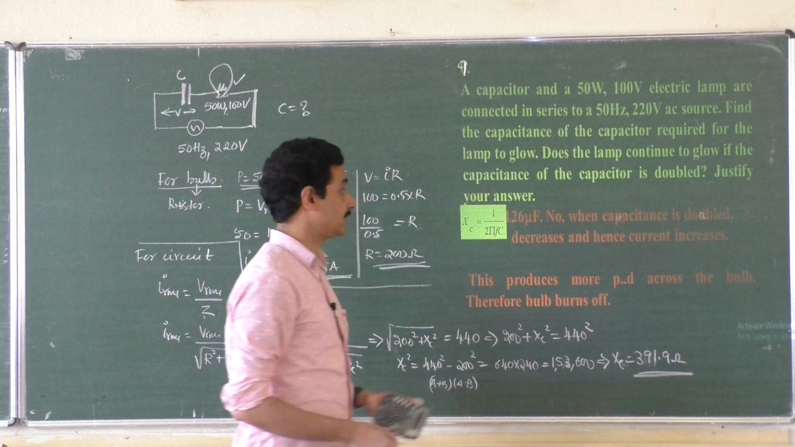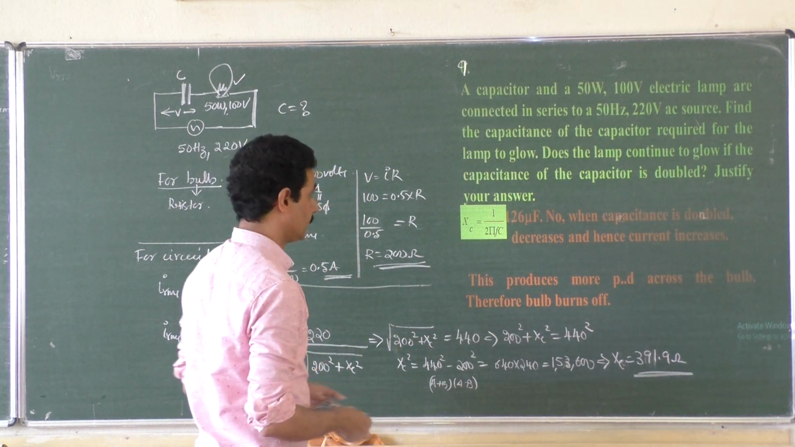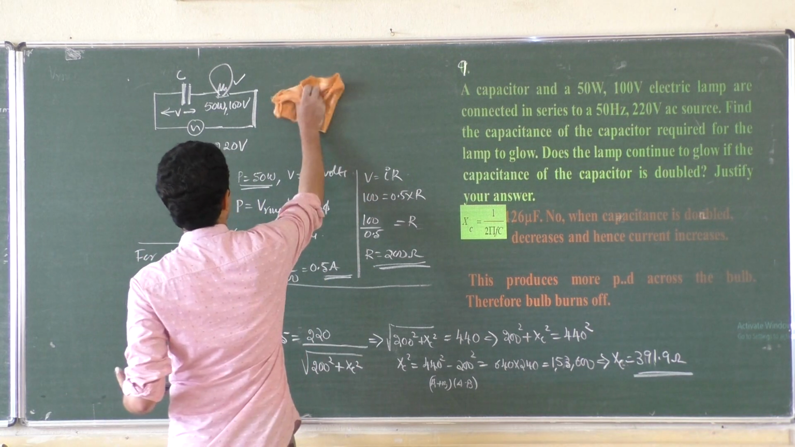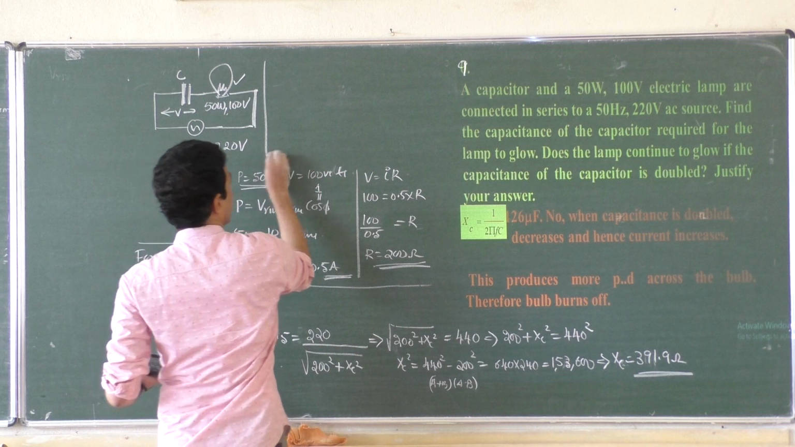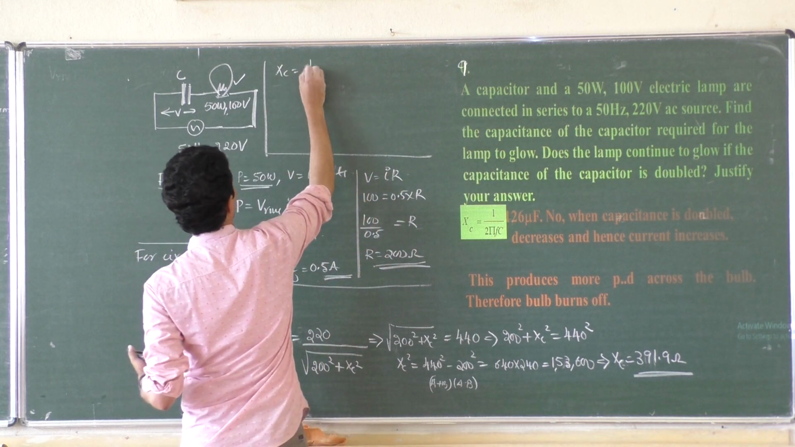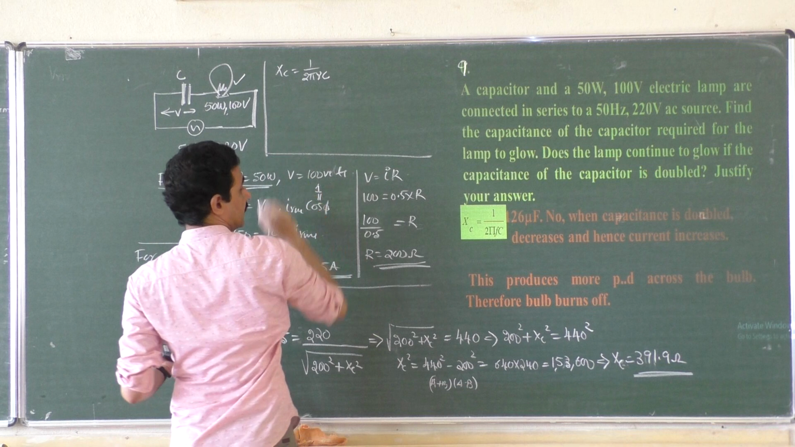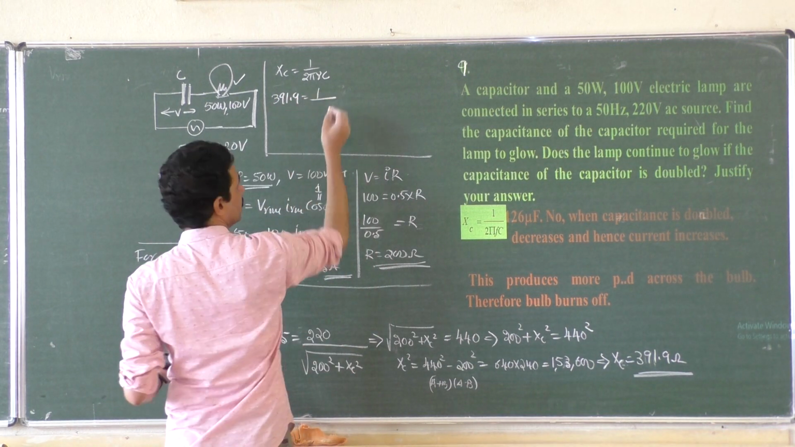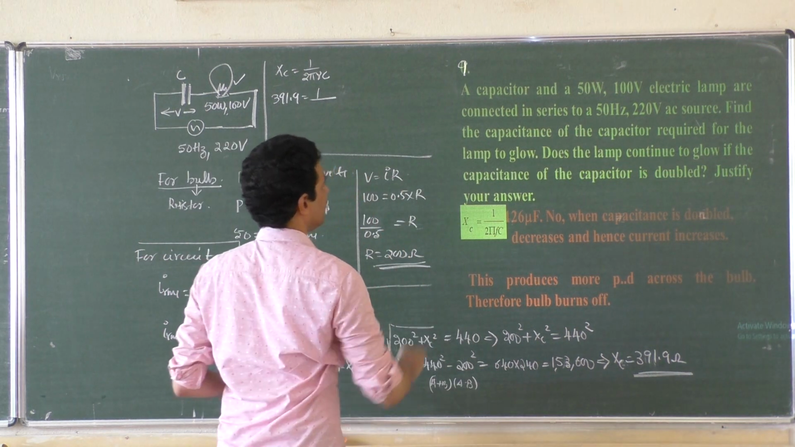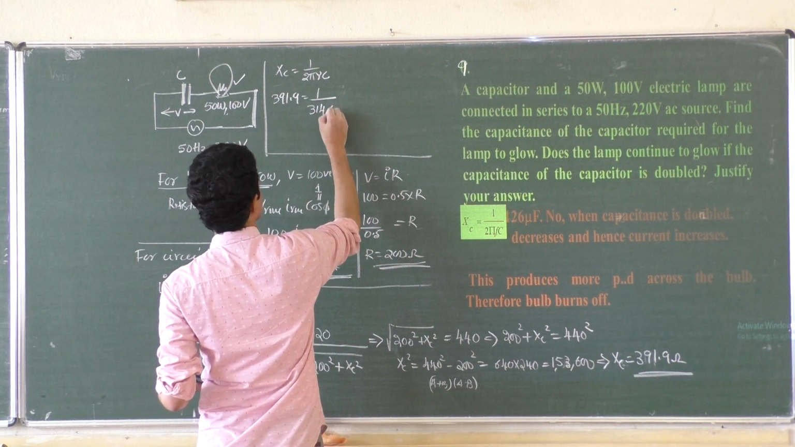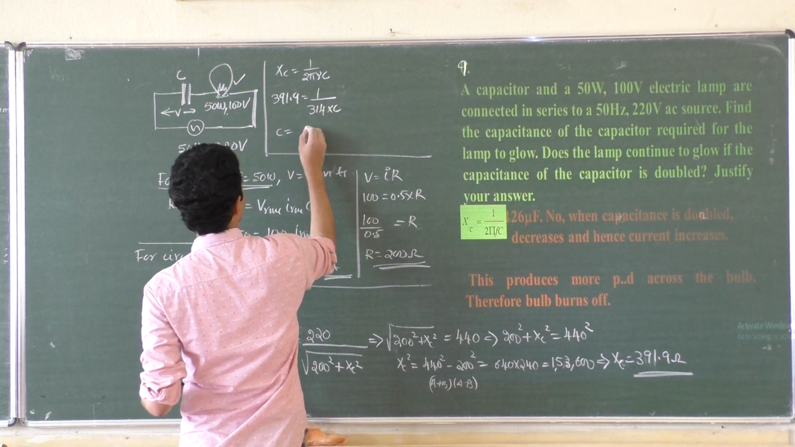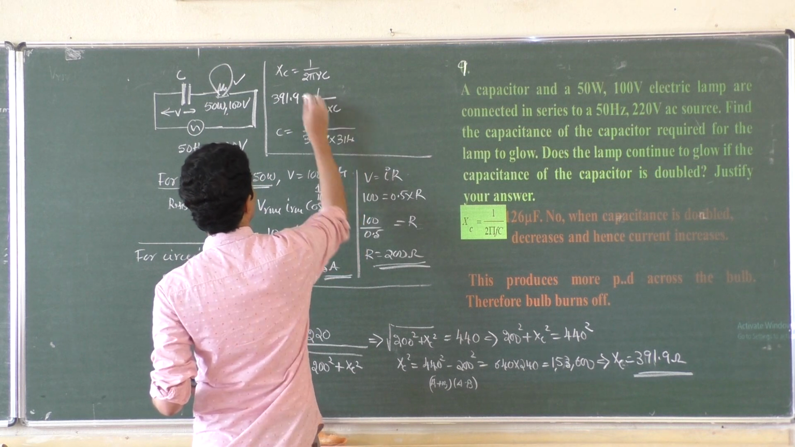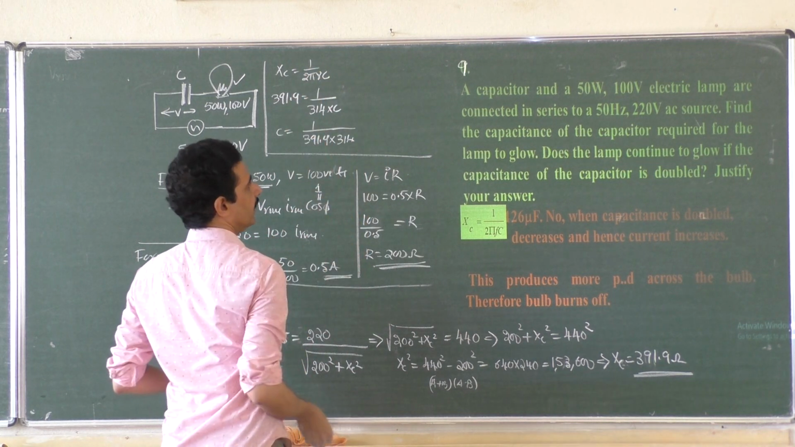But they are asking for the capacitance. What is the capacitance of the capacitor required? You have to expand it again. XC is equal to 1 by 2 pi nu C. XC is 391.9, so 391.9 is equal to 1 by 2 pi nu. Is it 50 hertz? Yes, 50 hertz. So shall I write it as 314 C? C is equal to 1 by 391.9 into 314, because 2 pi nu is 2 into 3.14 into 50.